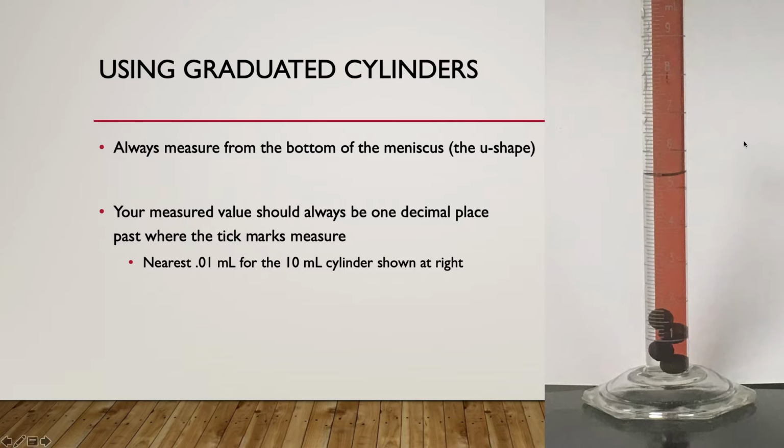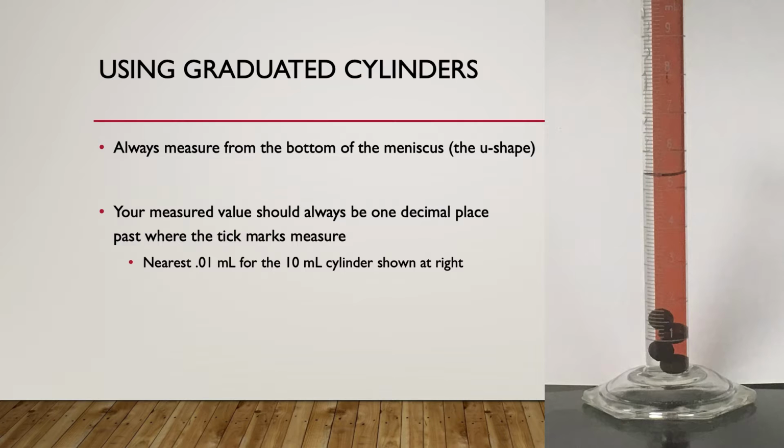In our case, if we're looking at where the bottom of this meniscus is, this large line here was 5, so this would be 5.1, 5.2, 5.3, 5.4 is here, but that's above the bottom of our meniscus. So we know that our volume is somewhere between 5.3 and 5.4 milliliters. And again, that last decimal place that we give for this measurement is just going to be an estimation.